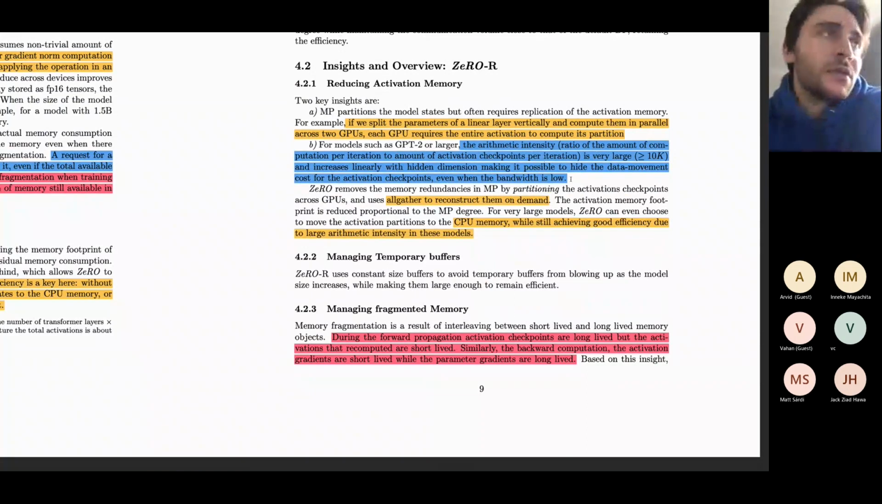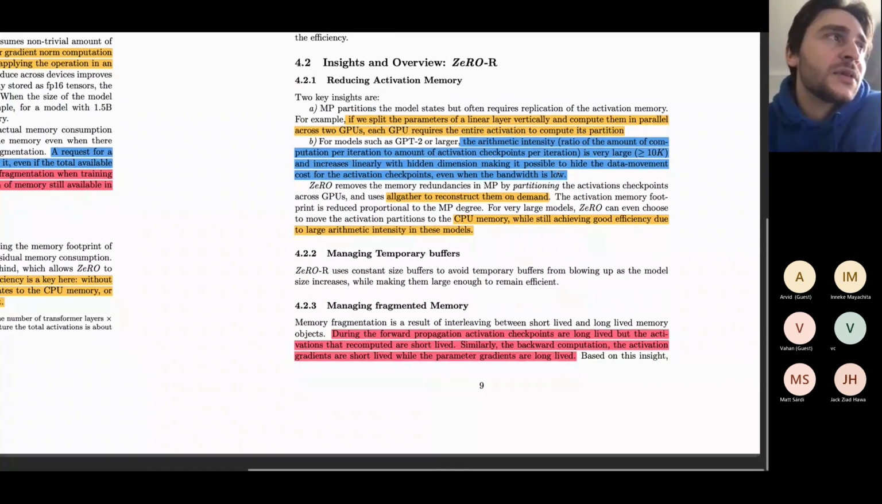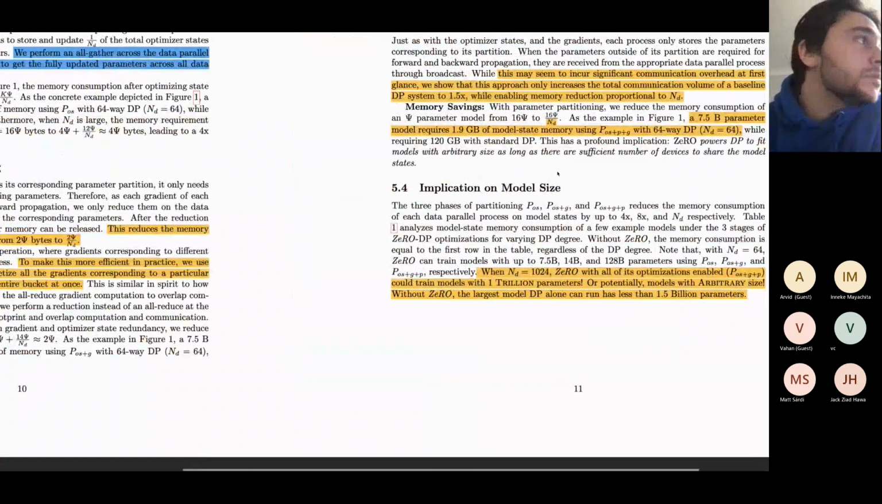So I guess they're saying something along the lines of, with these really large models, the amount of time it takes for computation means that you can do two things in parallel: sending memory across machines while performing the computation, such that there's very little extra time being consumed.